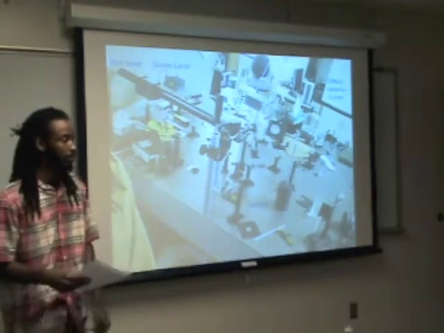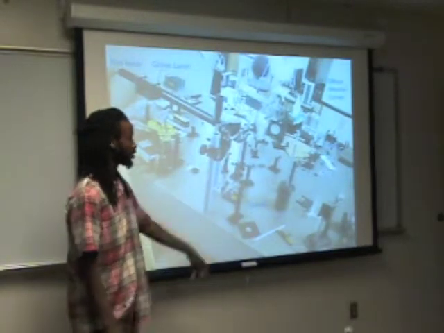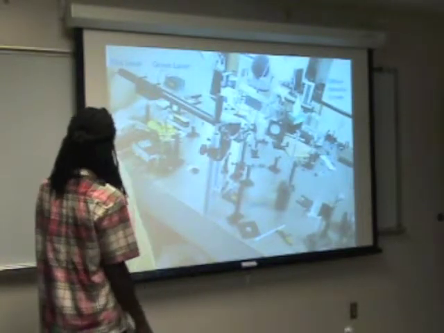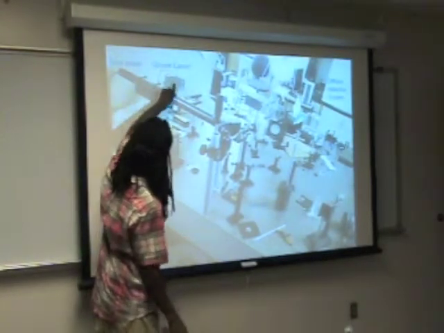This is basically my lab setup. This is a hydraulic table. It stays level no matter how much pressure you put on it. And these are my lasers. This is my red laser. It's a low intensity laser. And this is my green laser.